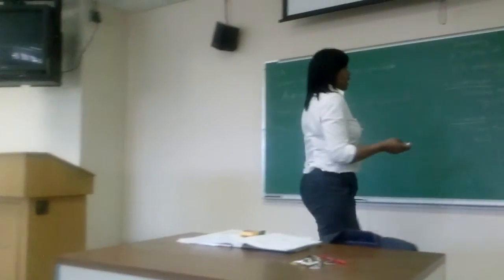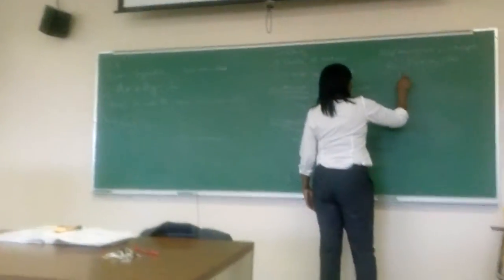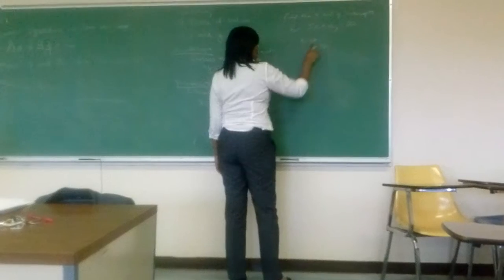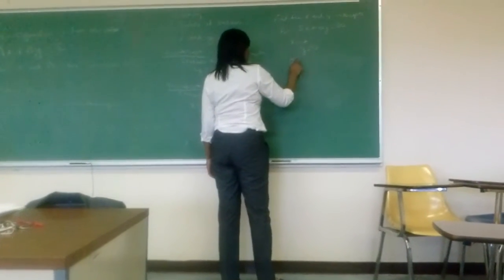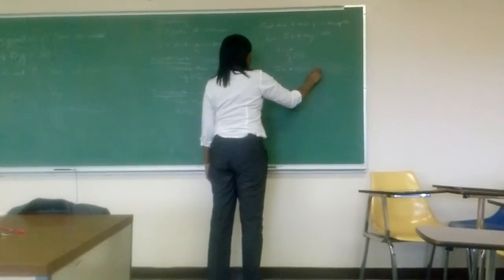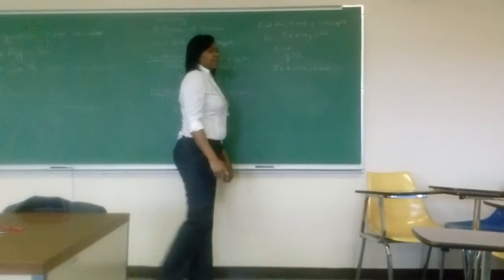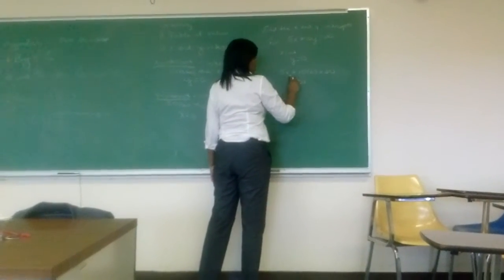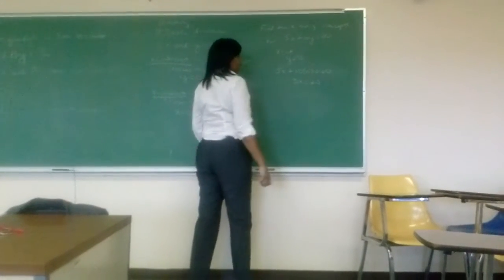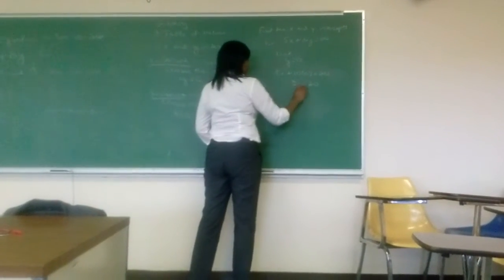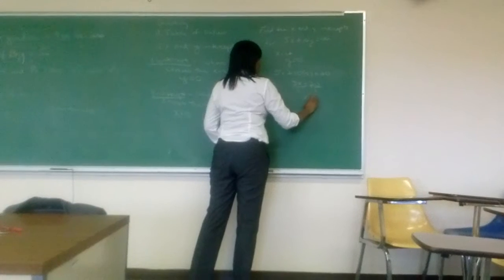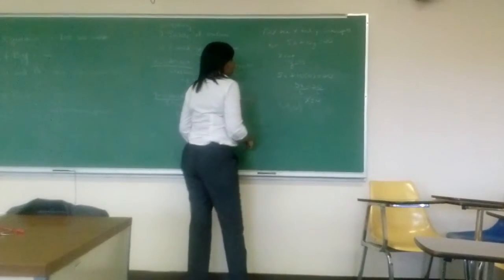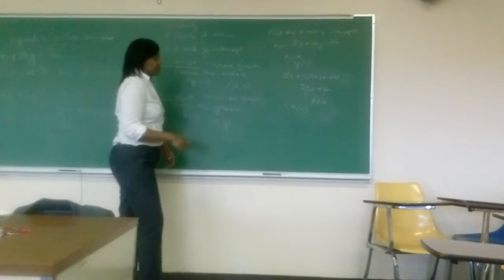So, let's start with the x-intercept. We know y is going to equal 0. So I'm going to plug in 0 for y. So I have 5x plus 10 times 0 equals 20. Now I'm going to solve for x. I'm going to get 5x equals 20. And then I'm going to divide by 5. And x is 4. So my x-intercept is going to be (4, 0). That's my x-intercept.